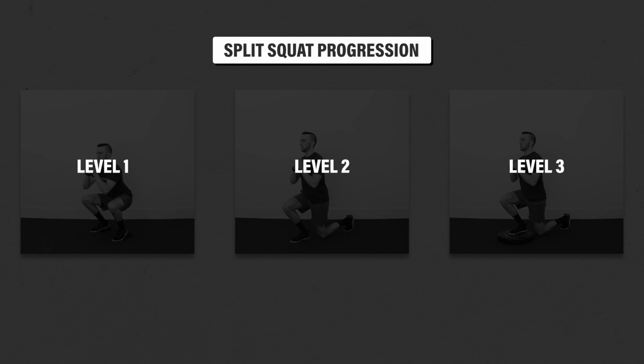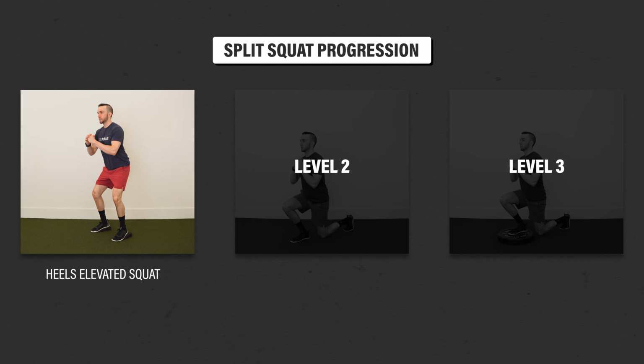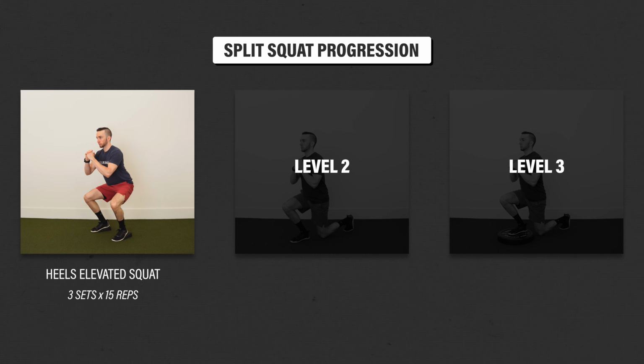Option 2, split squat progression. Level 1, heels elevated squat. Elevating your heels will allow you to keep a more upright torso and perform the exercise with less hip flexion. Build up to 3 sets of 15 repetitions through your full range of motion.